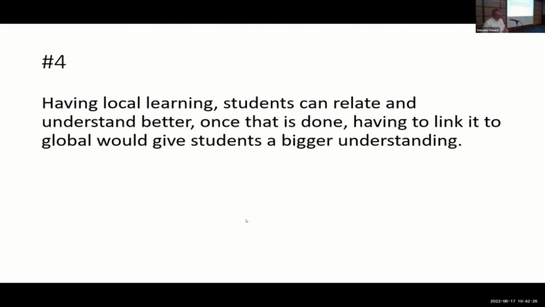Okay, the first one, I sort of organized these thematically, but you can take what you can from them. Having local learning, students can relate and understand better. Once that is done, having to link it to global world would give students a bigger understanding. So the student who wants to work from the local out, as it were, they say.